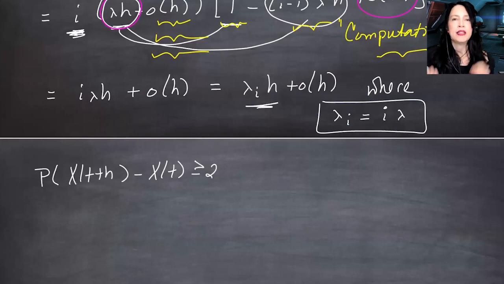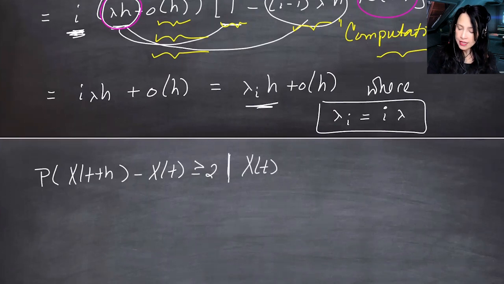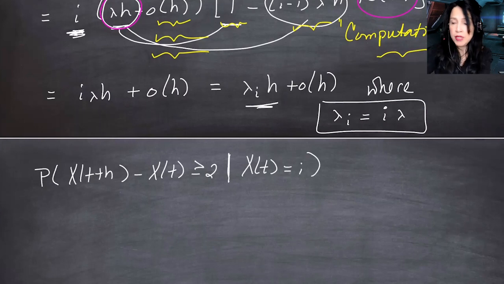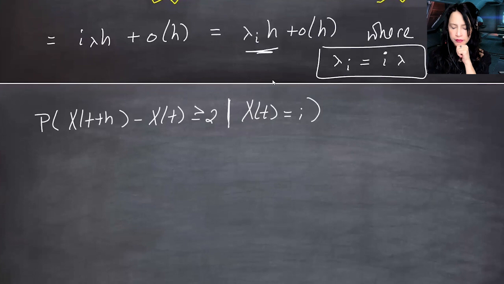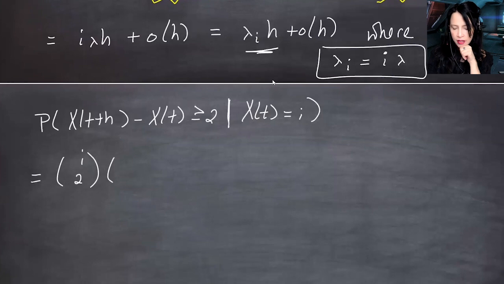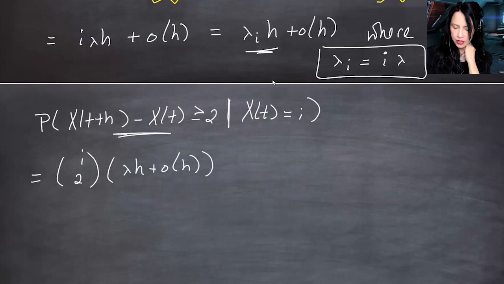So what is the probability that the increase in population size is 2 or more at the instant the population size is I? This is supposed to be little o of h. And so how can we get an increase of 2 or more? We can, out of I people, choose 2 to give birth. The birth probability in an interval of length h is lambda h plus little o of h, to the 2. And then we get the rest of the probability, 1 minus lambda h plus little o of h.